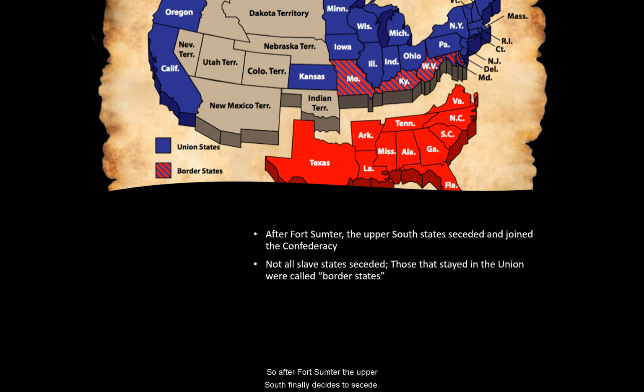So after Fort Sumter, the Upper South finally decides to secede. They finally decide, okay, look, enough is enough, and they leave the Union, and they join the Confederacy. Now, not all slave states seceded. There are a few that stayed in the Union, but they still had slavery within their borders. We consider these border states. Missouri, Kentucky, West Virginia, Maryland, and Delaware are all what we would call border states.